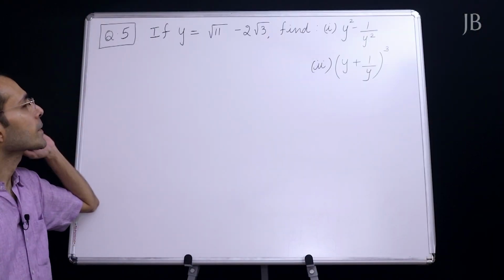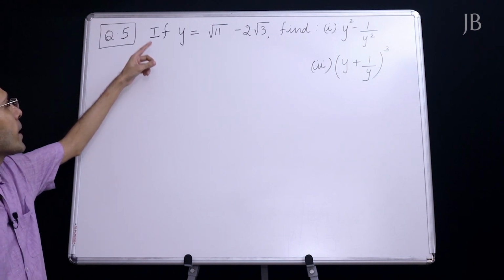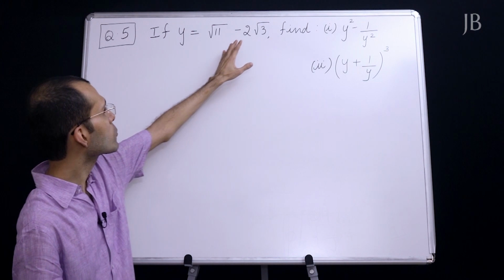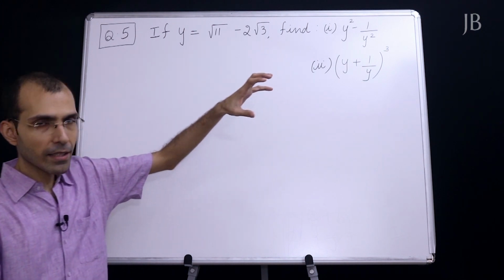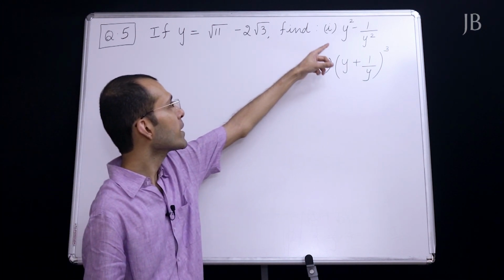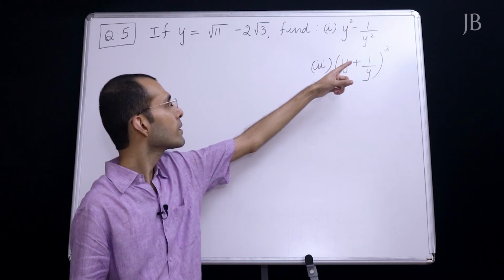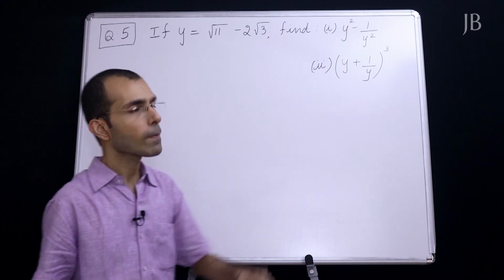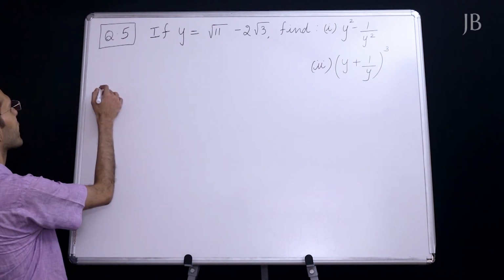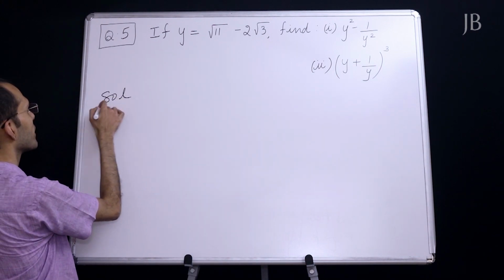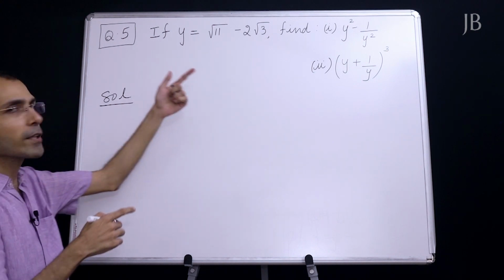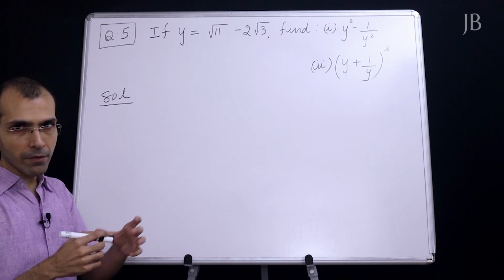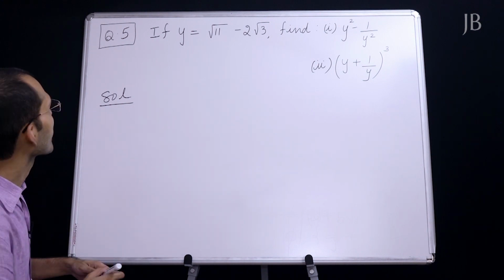Question 5. If y is equaling root 11 minus 2 root 3, find the values of y square minus 1 upon y square, second y plus 1 upon y the whole cube. Let us see how do we tackle this. Yes, at the outset it appears it is only direct substitution, but we have to substitute very tactfully, else it will become very humongous to simplify.